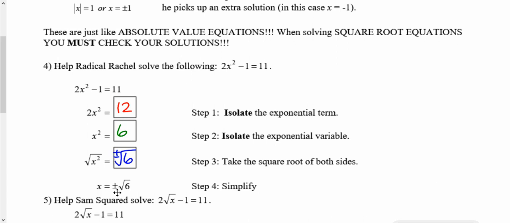If I were to check if both of those answers worked, does 2 times the square root of 6 squared, which would be 6, minus 1 equal 11? Yes, it does. And does 2 times negative the square root of 6 squared, minus 1 equal 11? Yes, that also works. So both of these solutions work, and a quadratic typically has 2 solutions.